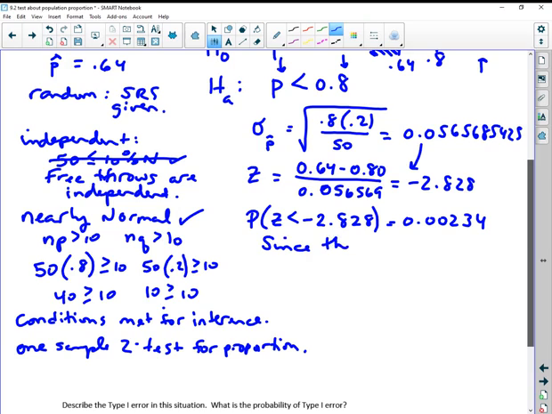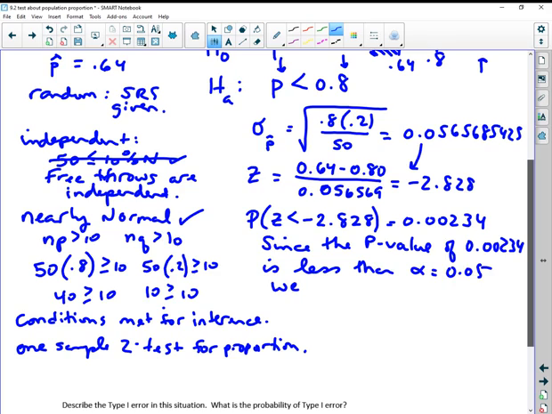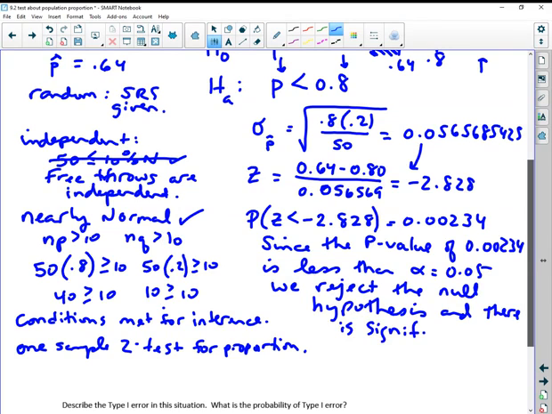So, because everything's got to be written in context: since the p-value of 0.00234 is less than alpha equal 0.05, we reject the null hypothesis and there is significant evidence, I can use that word significant because I actually did some math, evidence, not substantial, that's when you didn't do any math, you use substantial, but significant evidence that the basketball player shoots lower than 80%.